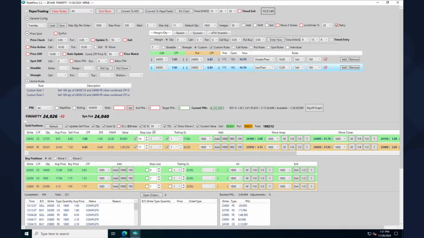So compared to last week, this week's expiry so far is good. But last week what happened, I think maybe let me bring on the chart.